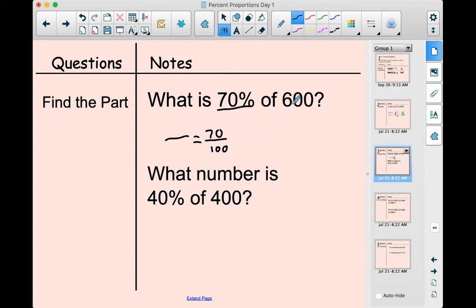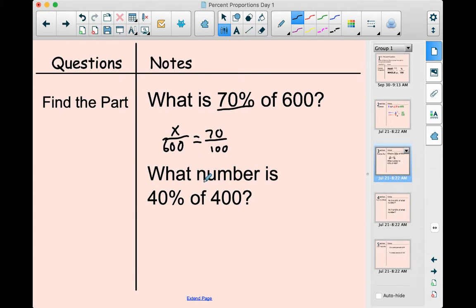So we have to ask ourselves, is 600 the part or is it the whole? In this case, 600 is the number we're finding 70% of. So it's the whole. The part is going to be whatever 70% of that number is. So in these questions we're going to be finding the part. So I can write this. I'll use an X. You can use whatever variable you want. Right up here to stand for the number that I don't know.